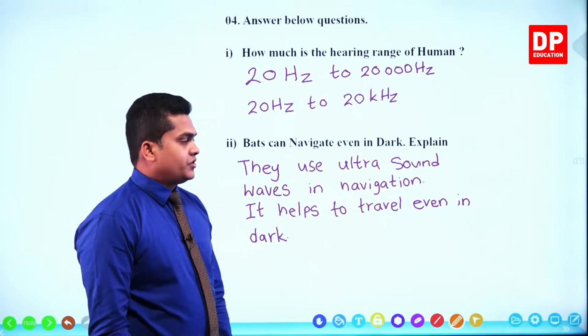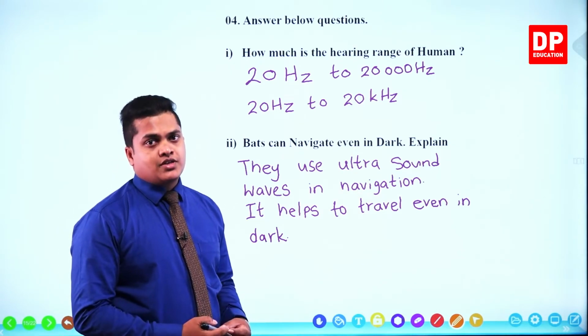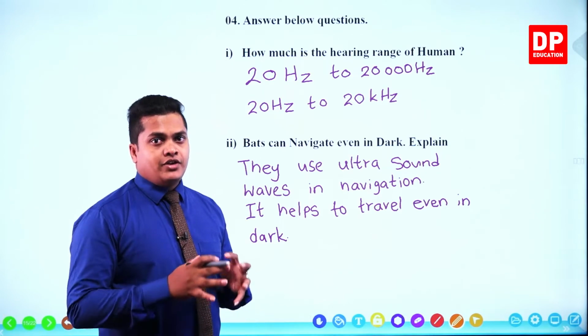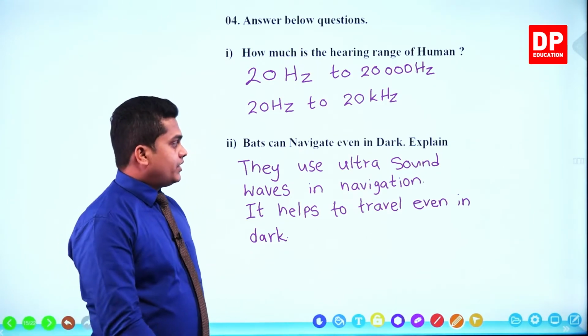Right. So this is why bats can navigate even in the dark, because they use ultrasound waves to navigate or to find out the path.